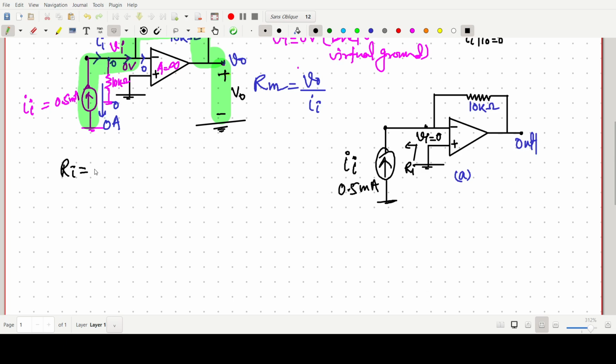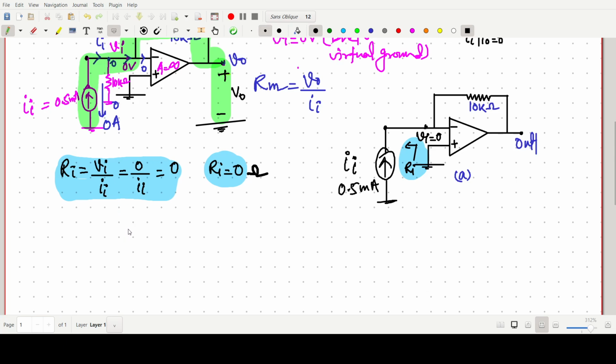Okay, so this Ri can be written as Vi by Ii. Due to the virtual ground concept, this voltage will be 0. So 0 by Ii is simply 0, so Ri becomes 0. This Ri is nothing but simply 0 ohm. We can find this value by using this formula, Ri equals Vi by Ii. Simple. So the input resistance will be 0 ohm.